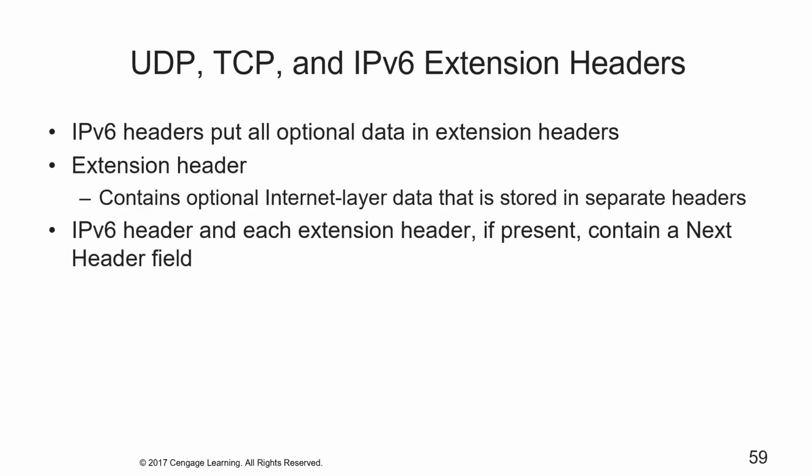So we talked a few weeks ago about IPv6 extension headers and IPv6 headers in general. So again, IPv6 headers put all the optional data in extension headers, and an extension header contains the optional internet layer data that's stored in separate headers between the IPv6 header and the upper layer transport pseudo headers. So when we talked about extension headers in detail, I really want to clarify the structural relationship between the IPv6 header and the UDP or TCP pseudo header.